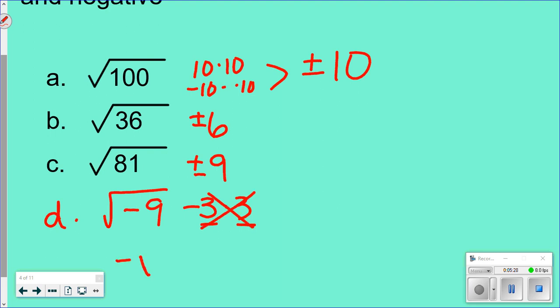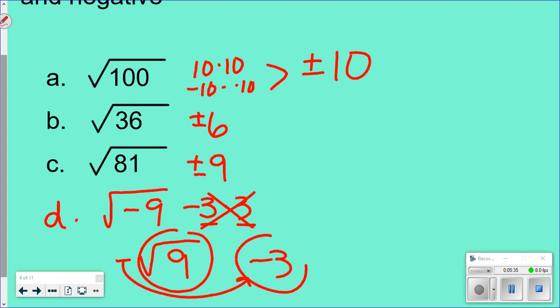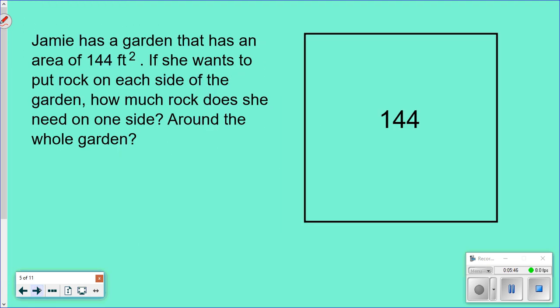Now, if it looked like this, first you're going to do this part, then this negative would come along for the ride. That's the only time you can have one answer, if it has that negative on the outside, because two positives cannot give you that. So if you have any questions about that, make sure you mark your notes.